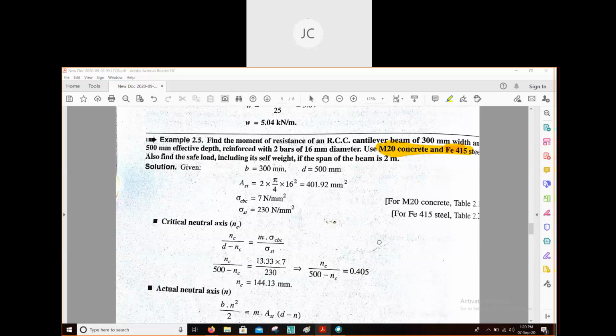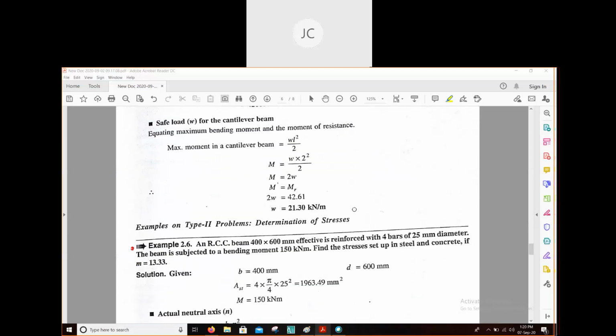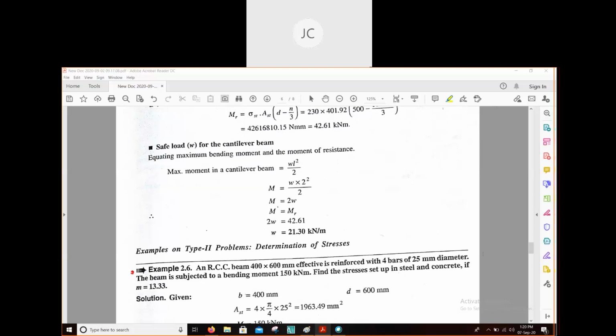But in the current question, nothing is mentioned about the type of steel or the grade of concrete. So we can't use tables 21 and 22, because we don't know the grade of concrete or the grade of steel.